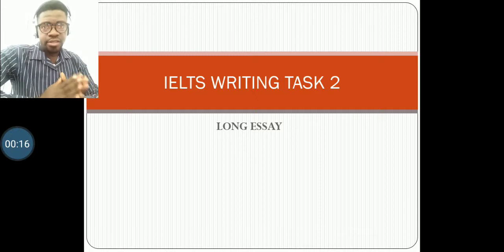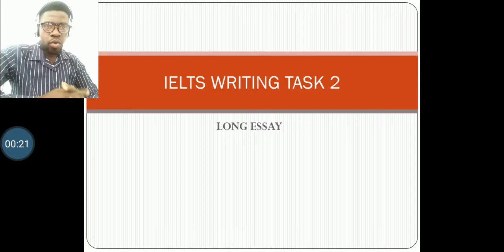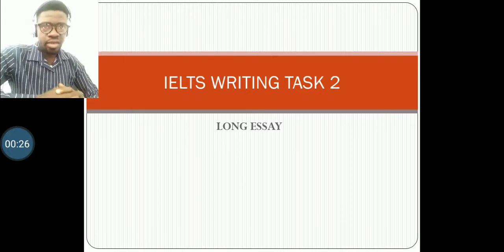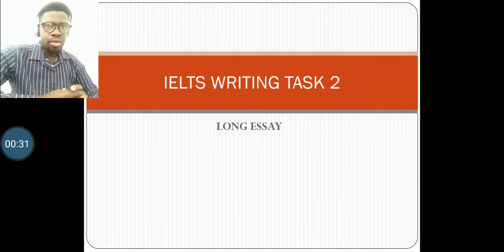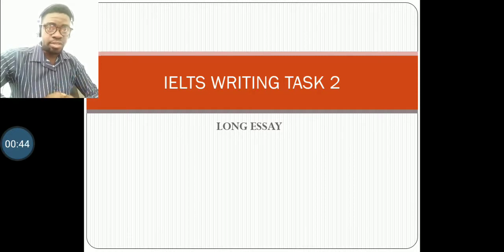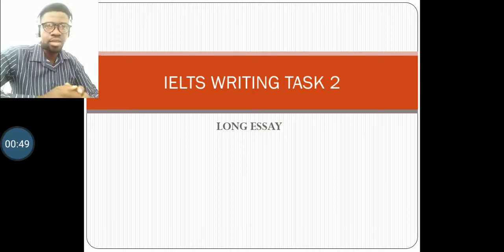Now, the IELTS writing section has two tasks, task 1 and task 2. If you're doing the general training test, your task 1 will be letter writing. But if you're doing the academic test, then you will be interpreting or describing information presented in a diagram in your task 1. However, task 2 is the same for both tests, the general training and the academic test. You will be writing a long essay.